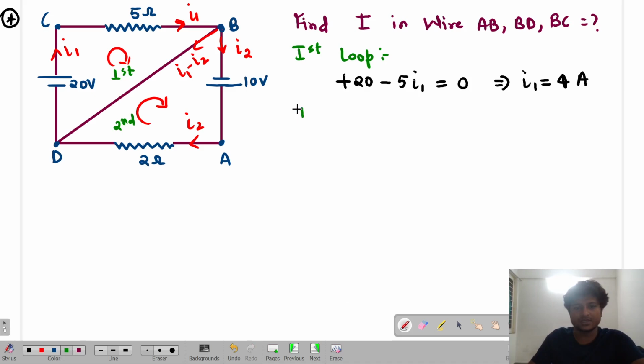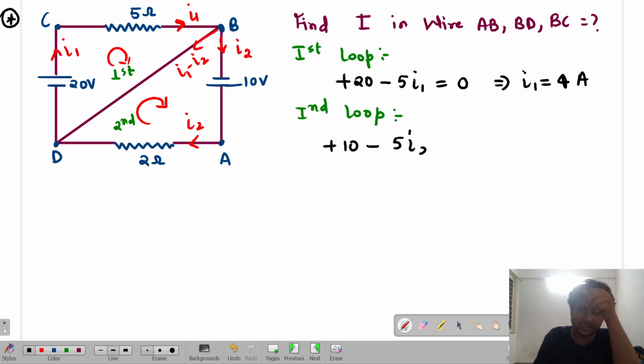Similarly, if I take the second loop, here also the current is passing from negative to positive, isn't it? So plus 10, then once again it is going in the same direction. Loop direction and current direction is same. So 5 into I2 is equal to 0. So this implies I2 is equal to 2 amperes.